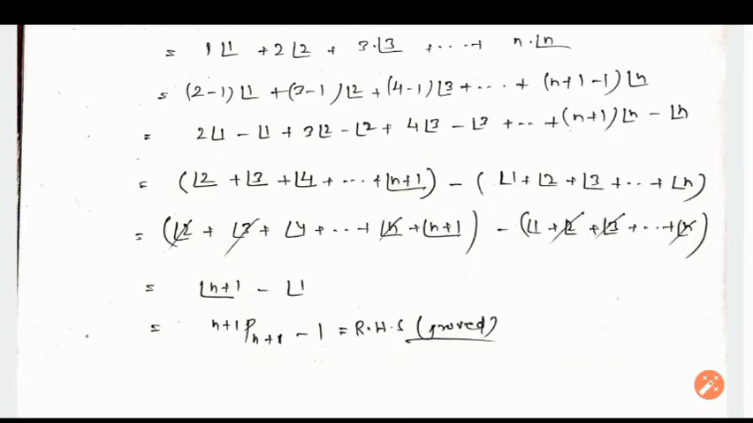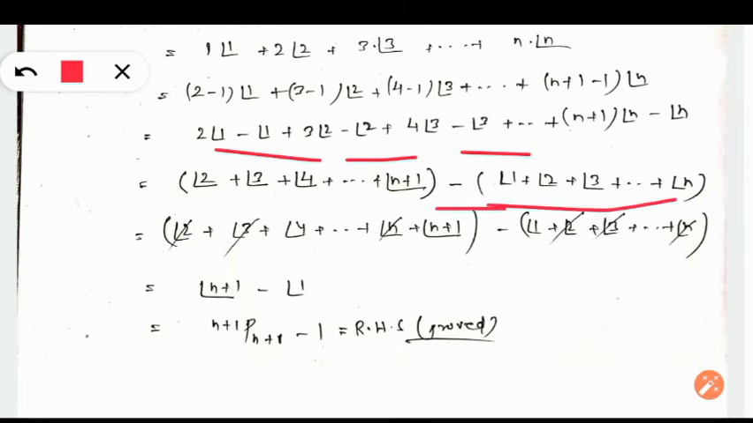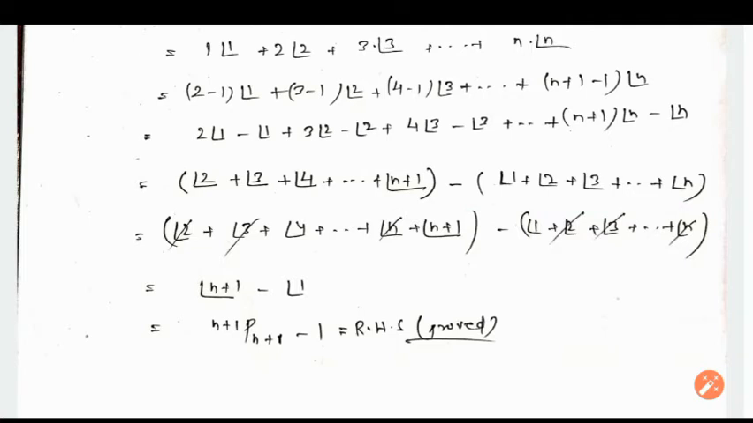Now what is left? Minus 1 factorial, minus 2 factorial, minus 3 factorial, dot dot dot, minus n factorial. So I have taken minus common. Here we have 1 factorial plus 2 factorial plus 3 factorial plus dot dot dot n factorial. Now see, now can we cancel? After opening the bracket, what will I get?